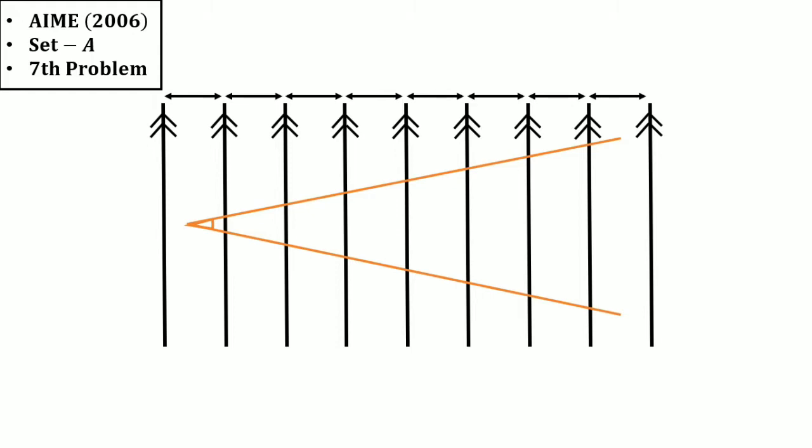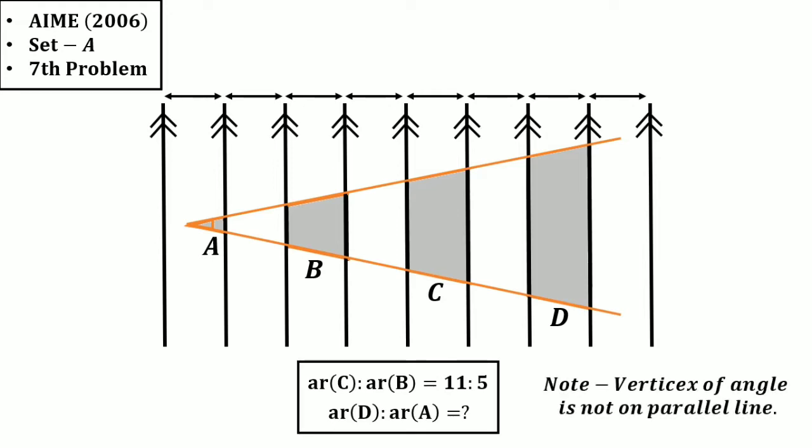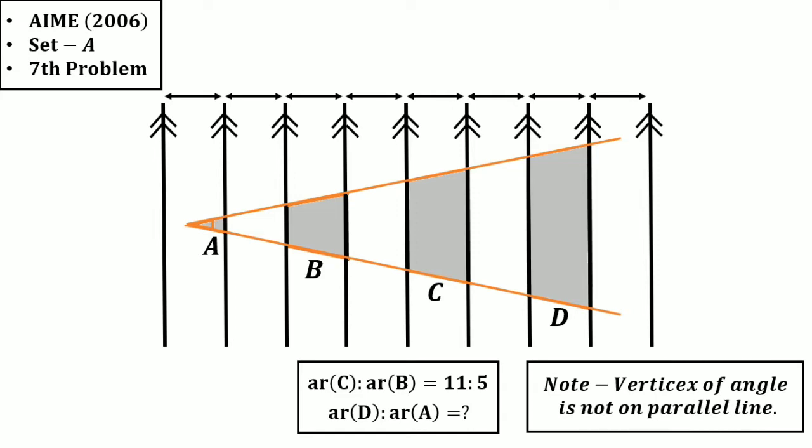Now we divide the angle into some regions: region A, B, C, D. If the ratio of the area of region C to the area of region B is 11 to 5, then what is the ratio of the area of region D to the area of region A? And note that the vertex of the angle is not on a parallel line. So please give your trial to this question and keep watching for the solution.